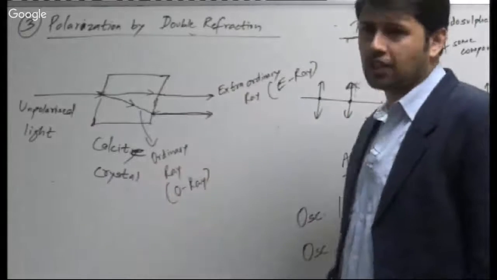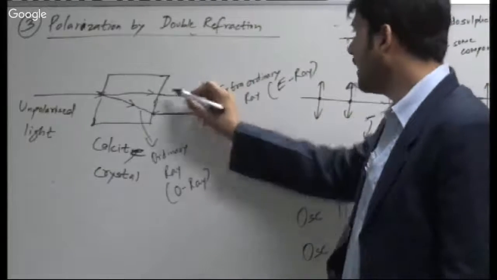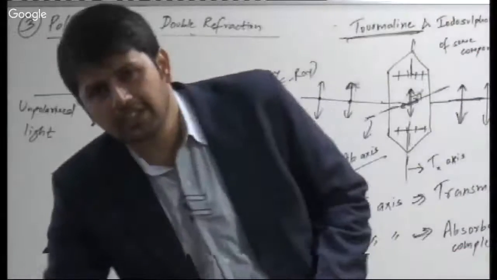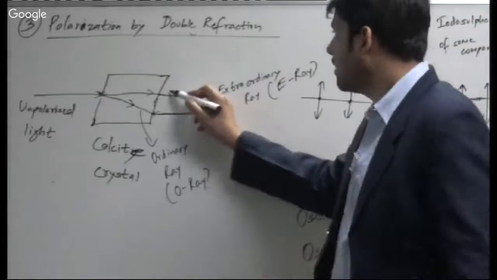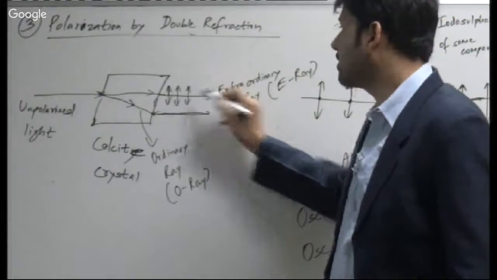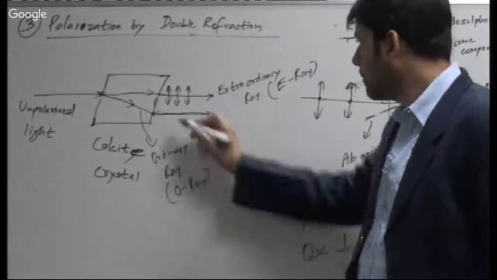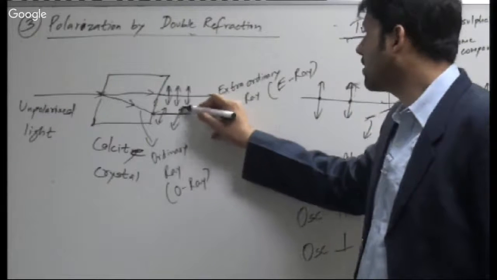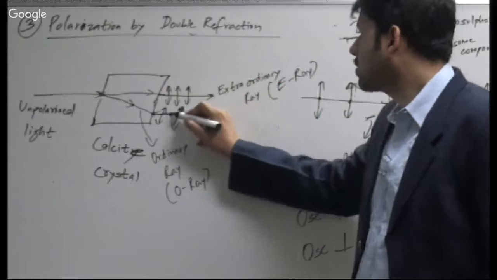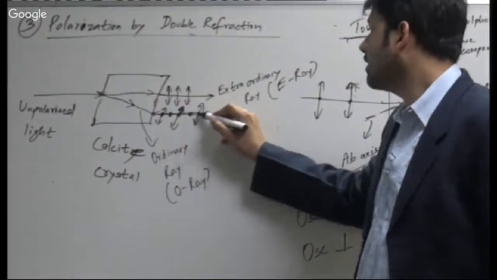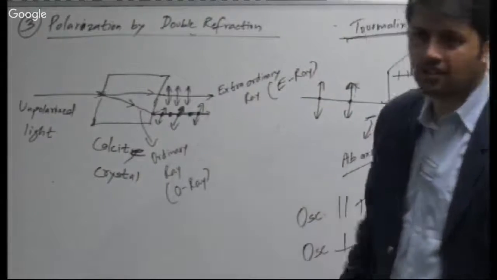This is a special property of calcite crystal that it splits the ray into two parts, the O ray and the E ray. The E ray here, which transmits finally, is actually plane polarized, while the O ray would be partially polarized, which means it would have more of these dots but less of these verticals, right? Okay.